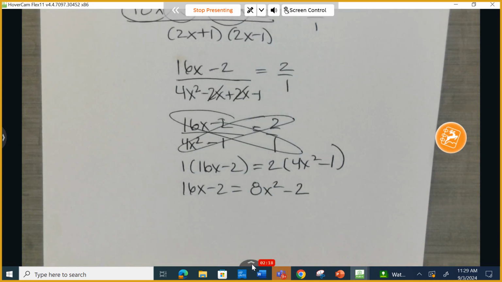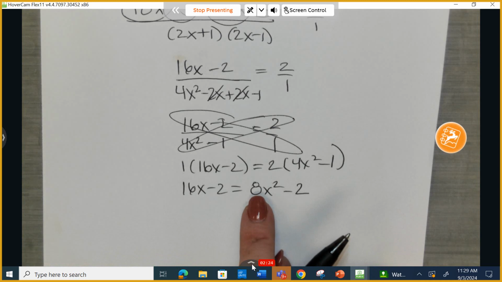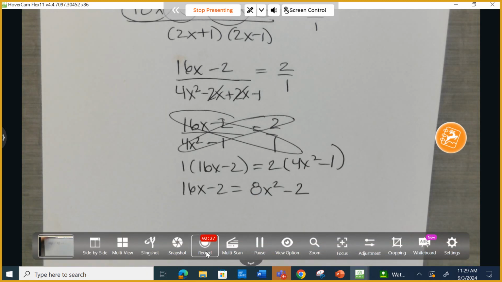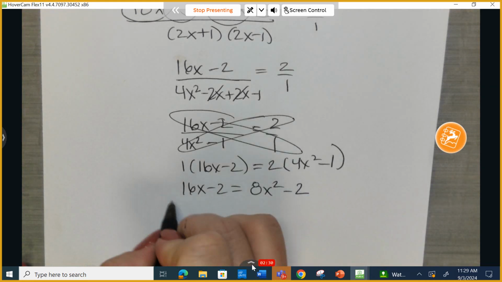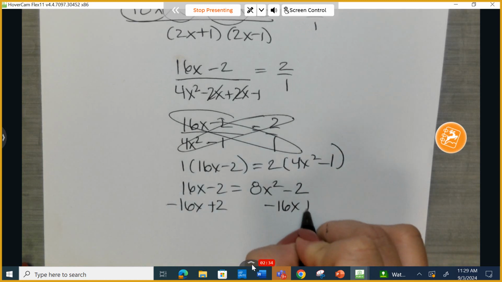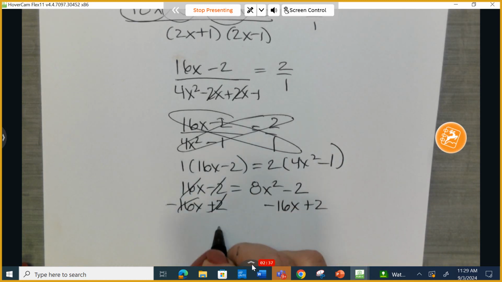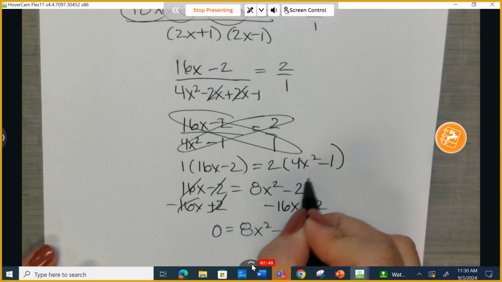Now, I'm always going to suggest we move everything to the side that has the x squared, especially if that leading coefficient is positive. So what I'm going to do is move these quantities over to the right-hand side. It was positive, it becomes negative. It was negative, it becomes positive. And now nothing is left on the left-hand side. I'm going to write this in order here. 8x squared minus 16x. Uh-oh, the 2's cancel.